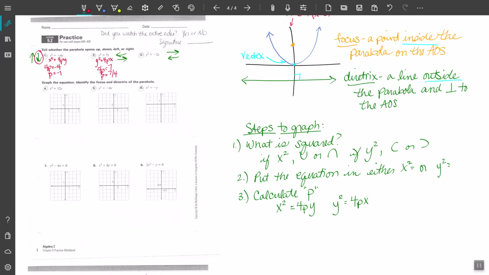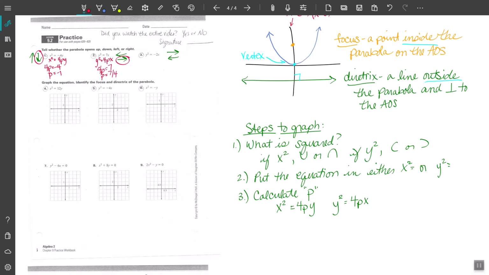This is greater than 0. So because it's greater than 0, this one is going to open to the right. Towards the positive side. That's one way you can remember it: if p is greater than 0, it's going to be positive and it's going to open right towards the positive side of the x-axis.